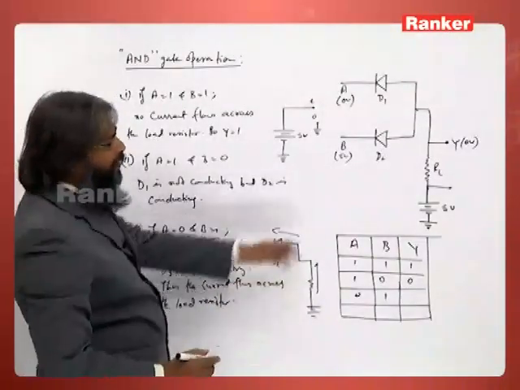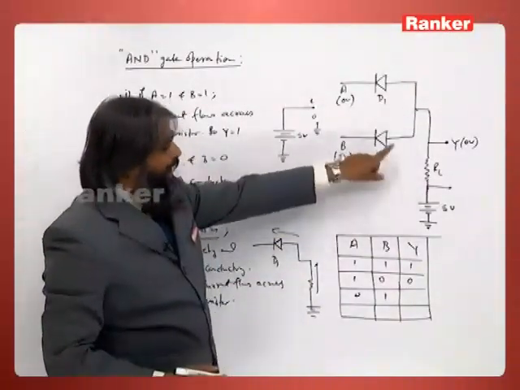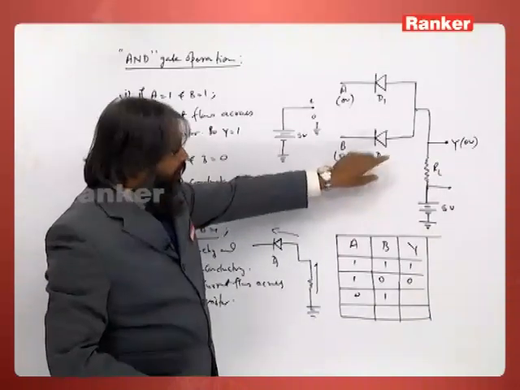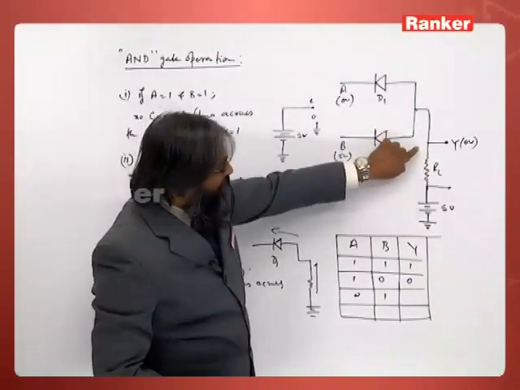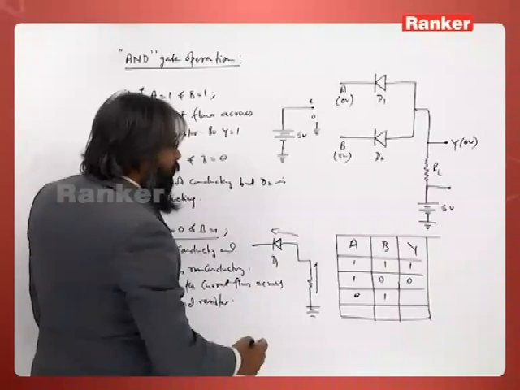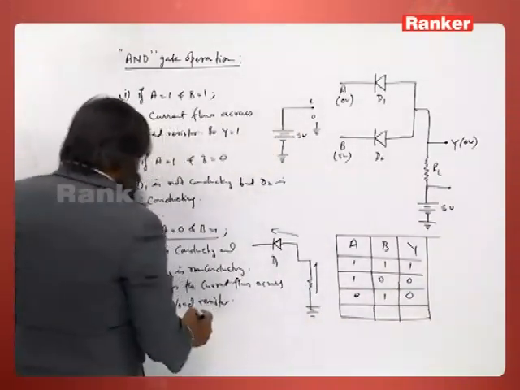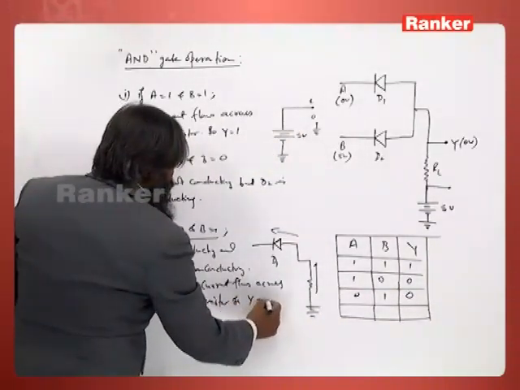The current flows across the load resistor. So if current flows across the load resistor, then what will happen? Potential drop will take place and this will get 0. So again I will get 0. So Y is equal to 0.